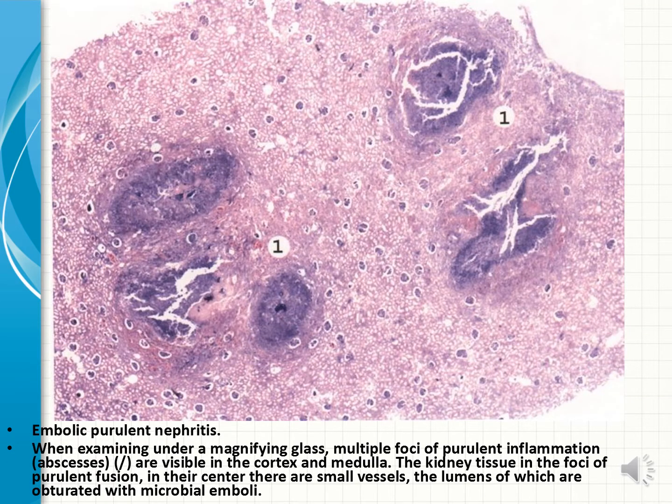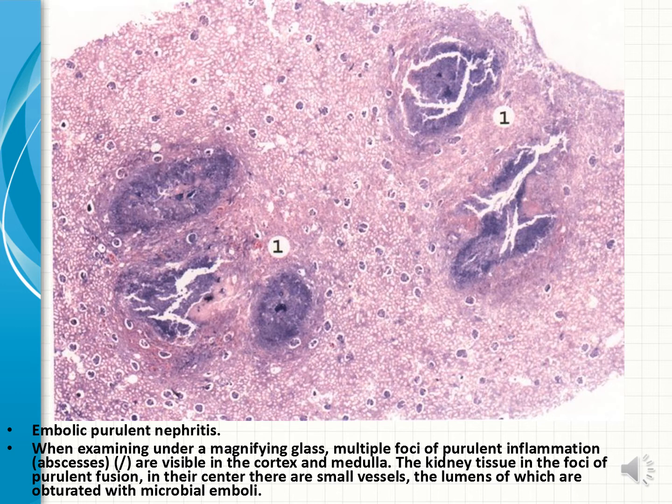Under microscope, these abscesses look like these foci, oval foci of inflammation, suppurative inflammation, rich with neutrophils, and here dark bluish centers are the accumulations of the microbes. So here you see the embolic purulent nephritis, this is a kidney tissue.